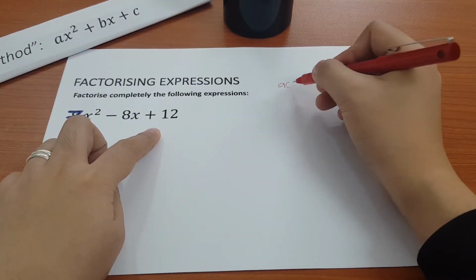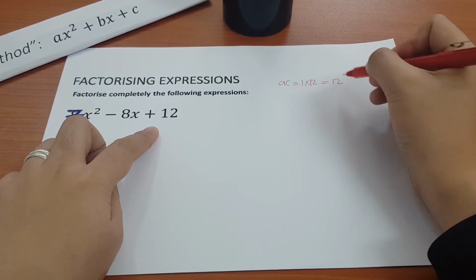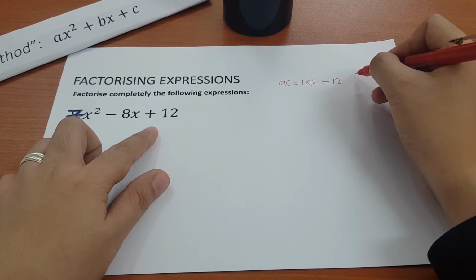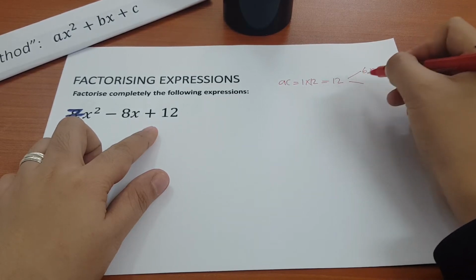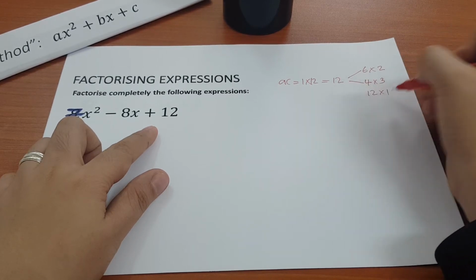So your AC will be 1 into 12, which is 12. Think of the factors of 12. So you will have 6 and 2, 4 and 3, 12 and 1.